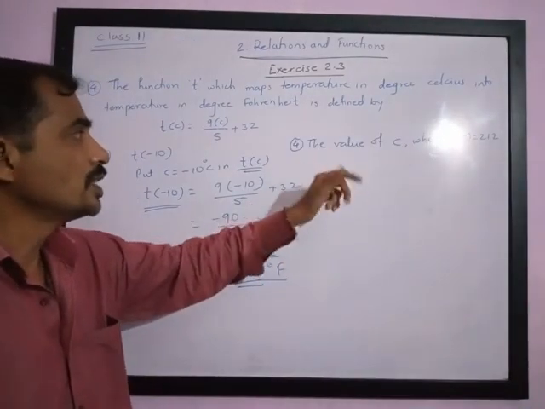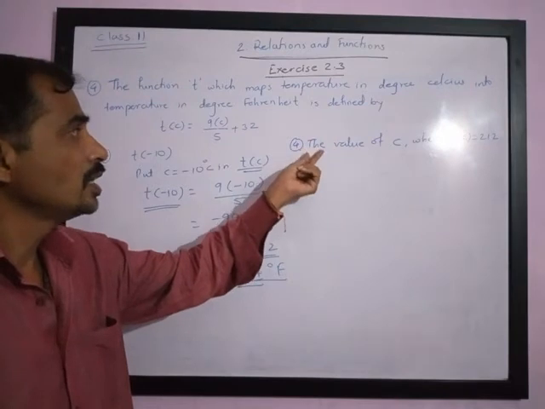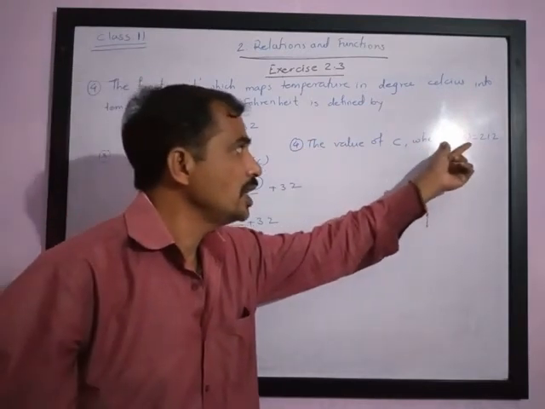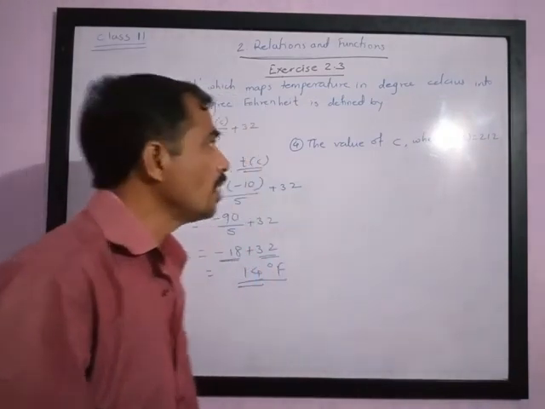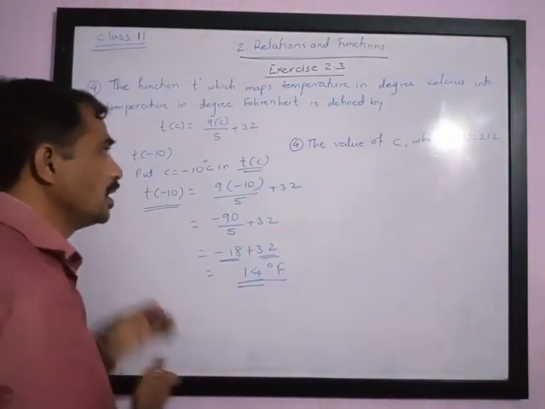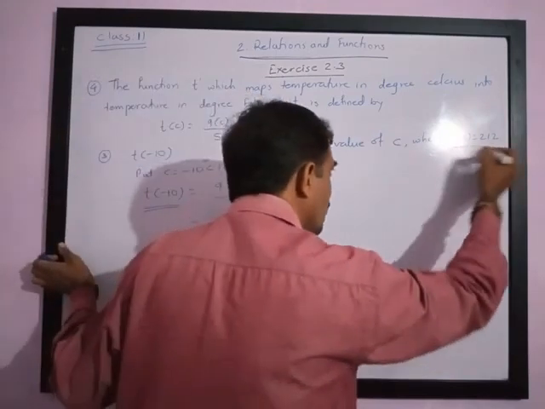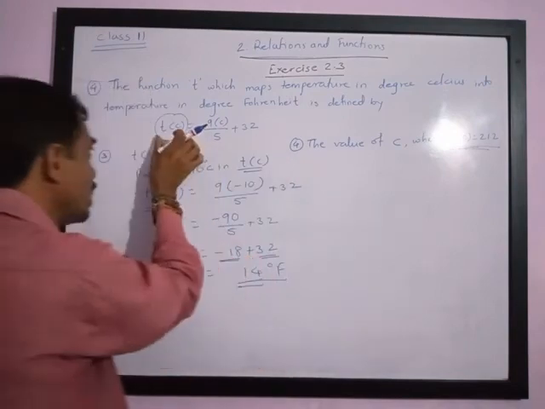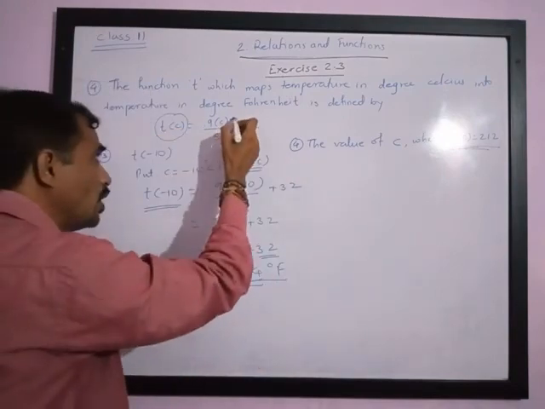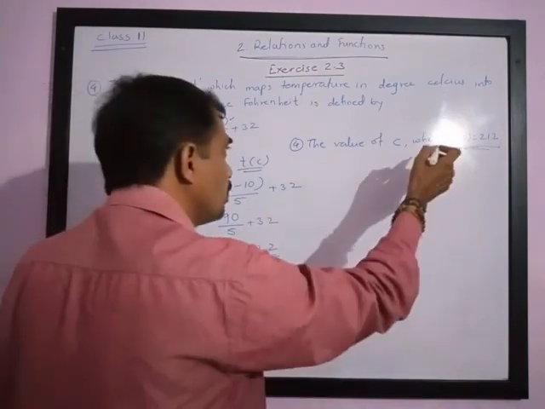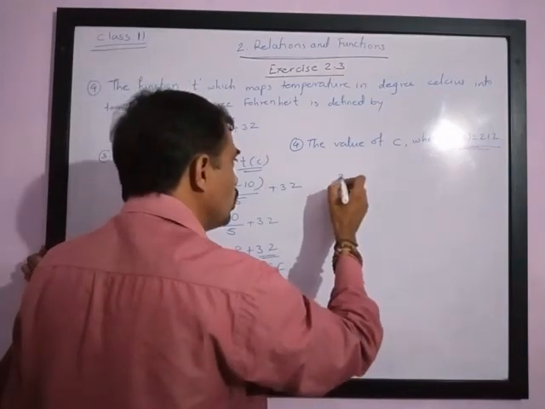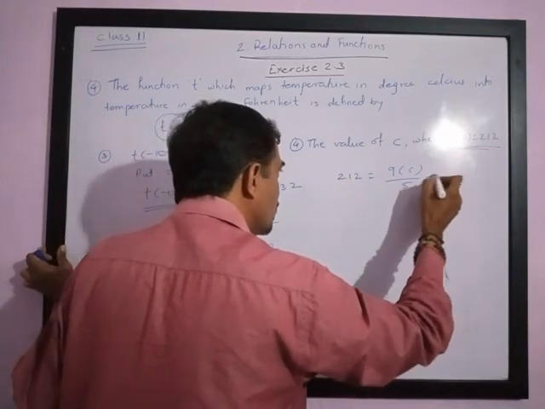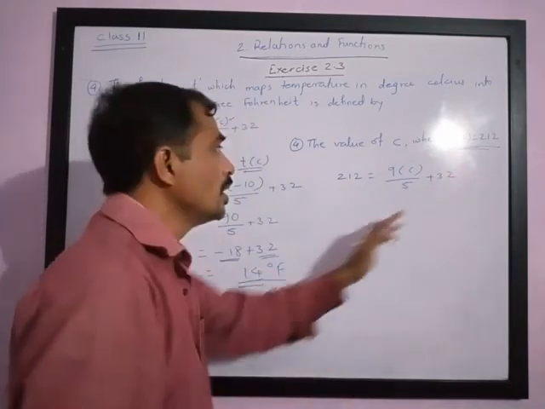Next, fourth question is asked in a reverse way. The value of C, we are asked to find the value of C when T of C is 212 degree Fahrenheit. Means we are given this. T of C means left side is given to us. Please understand. Left side is 212 and we are asked to find the value of C. So putting this value in the equation, we get 212 is equal to 9 multiplied by C upon 5 plus 32.